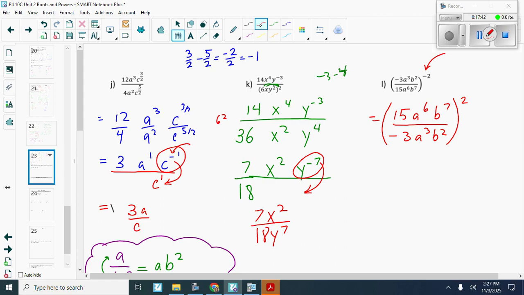Okay, so let's simplify first, because remember, BEDMAS: brackets first, then exponent. Simplifying first before you apply that squared will just clean things up really nicely for you. So what's 15 divided by -3? That one you can do: -5. Then we have our a's: 6 subtract 3 gives us a to the power of 3. 7 subtract 2 gives us b to the power of 5. And then all of this is still squared.